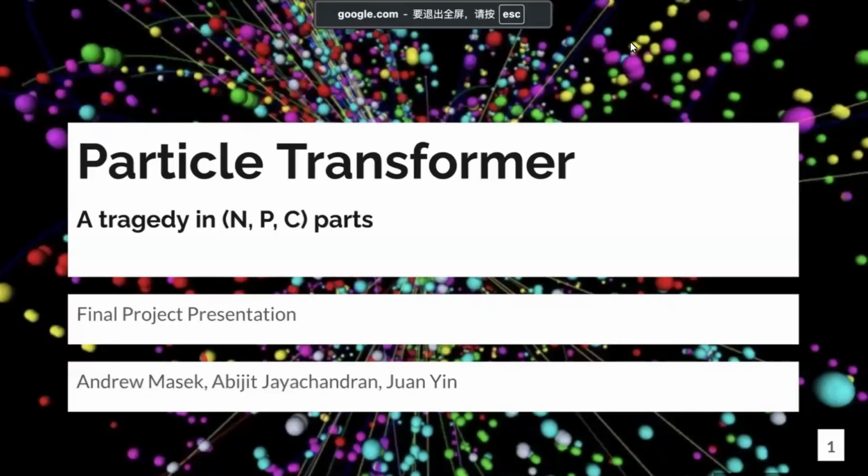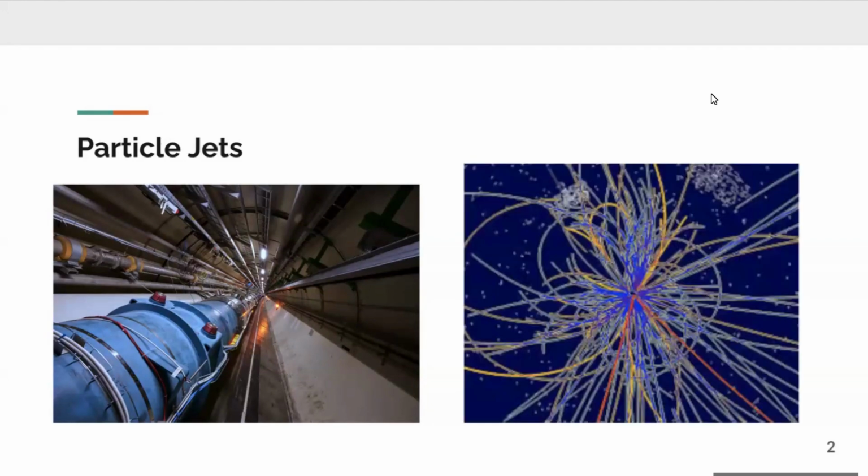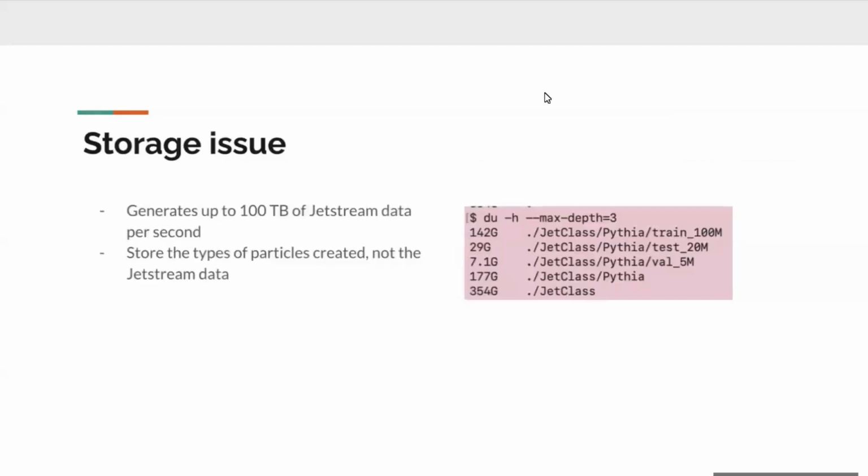We are a team working on the particle transformer. In the beginning, the scientists would like to analyze the particle jets data generated by a big collider. They would like to do the classification and figure out what kinds of data were being generated. But the issue is that the collider generates a bunch of jet streams per second. There is no way to store all of them. So they use the particle transformer model to do the classification and only store the classification result.